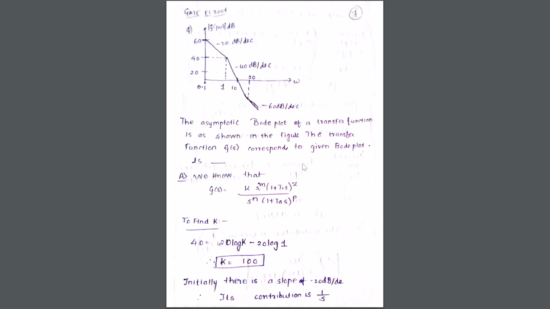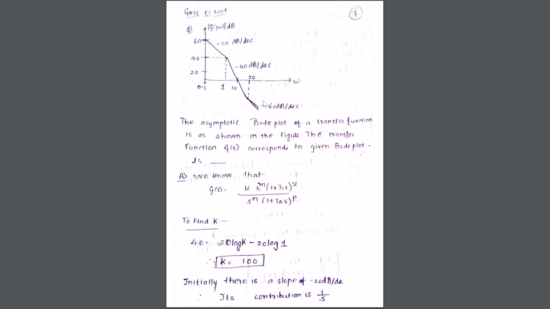I will tell you. See, the first thing is to find out the value of k. So what is the value of k? I have to consider the value 40 because this is the point at which my slope is changing for the first time. So 40 is equal to 20 log k minus 20, because before the first change in slope I have minus 20 as my slope, into log of 1, that is the frequency at which my slope changed for the first time, minus 20 to minus 40. Hence I get the value as 100.